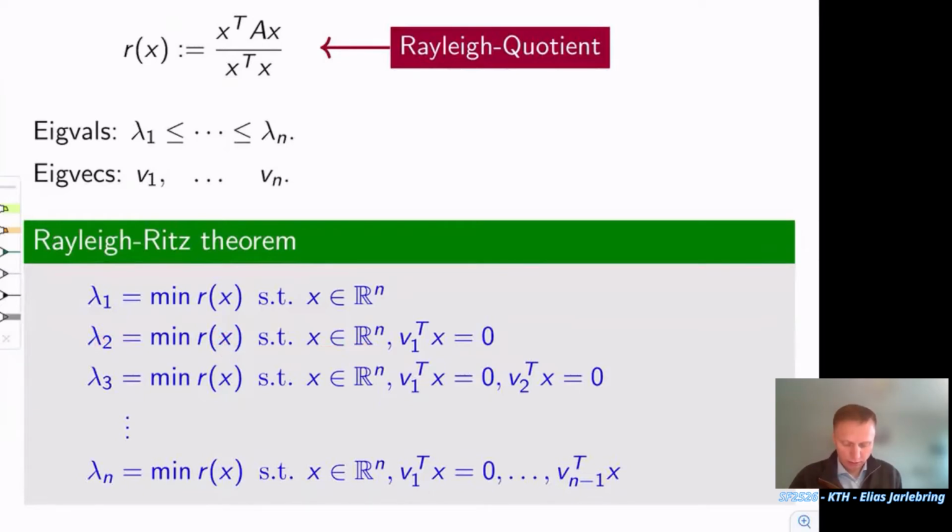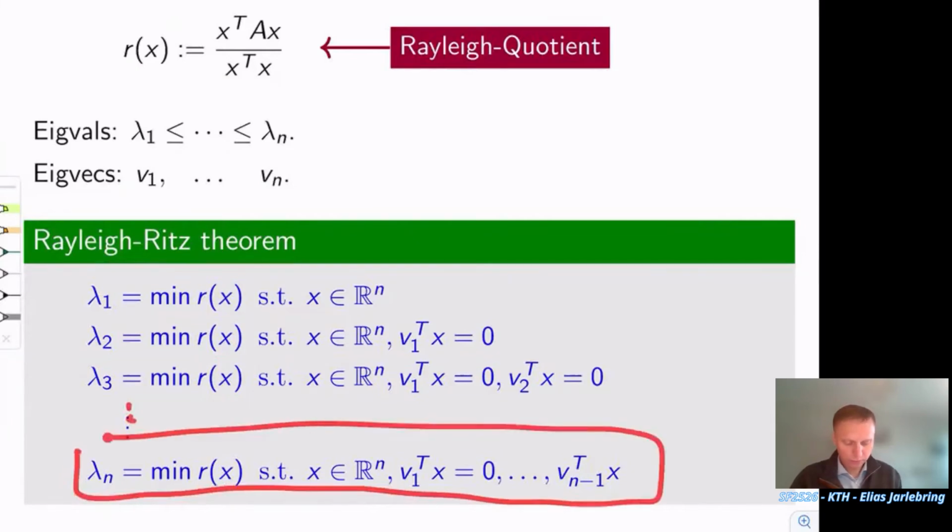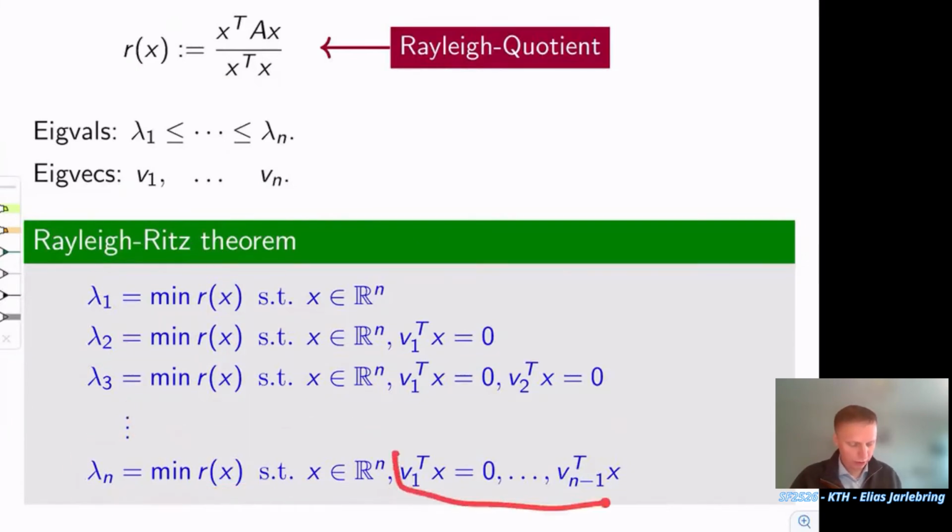And similarly, to get lambda 3, you need to minimize the Rayleigh quotient. You take the set of all vectors, but you restrict it by keeping only vectors that are orthogonal to the first eigenvector and the second eigenvector. So the subset of vectors in Rn that are orthogonal to both the first and the second eigenvector. And then you continue, and lambda n is obtained from n-1 orthogonality conditions.